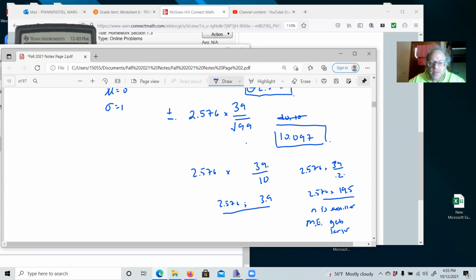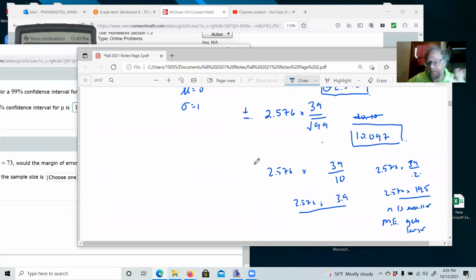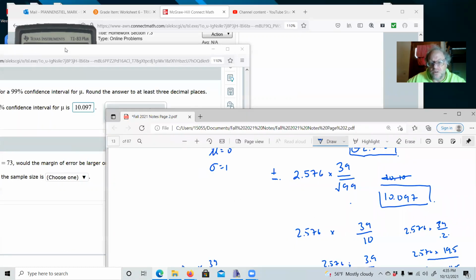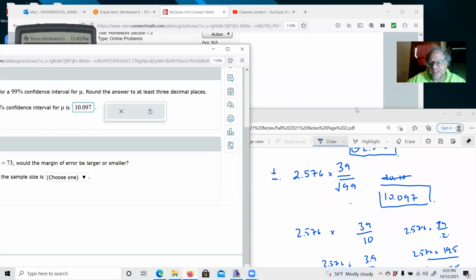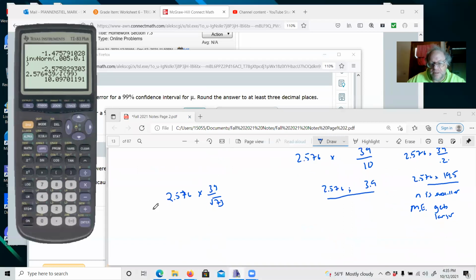Now in this case, you have a calculator. It doesn't say do not use calculator, and even if it did, how am I going to know? So this is 2.576 times 39 divided by square root of, what did they say, 73? You could just brute force it. You're learning this, so we're not expecting you to already know it. You should be doing an experiment. So I guessed that since our n is smaller, our margin of error gets larger. So let's check.